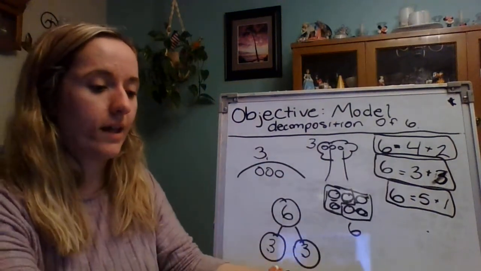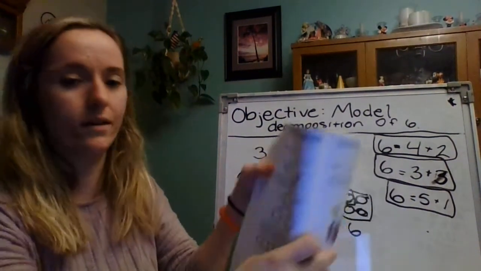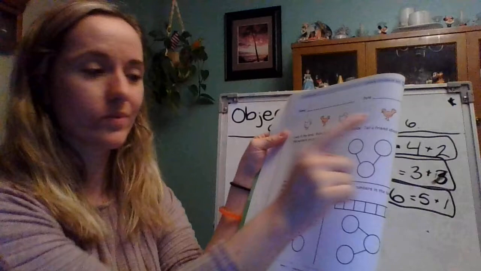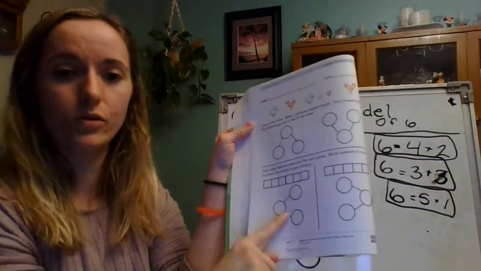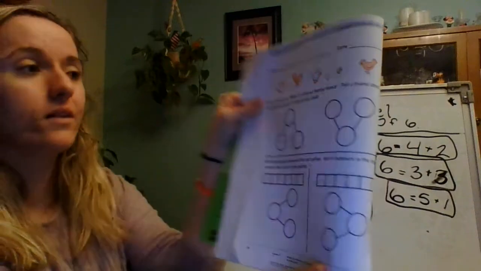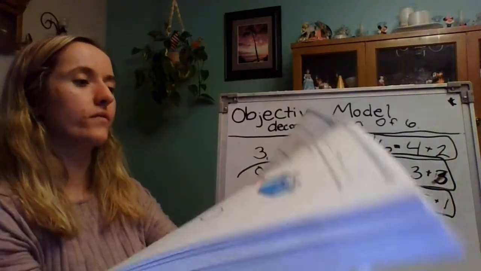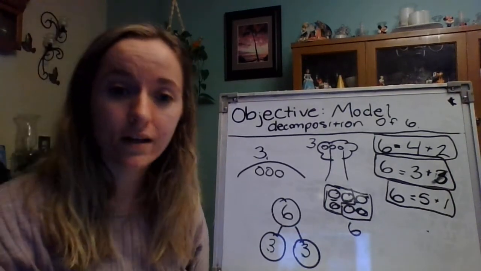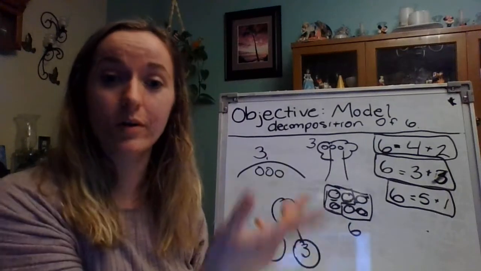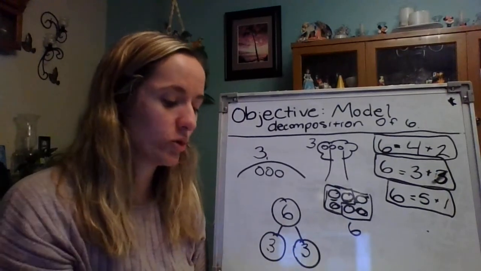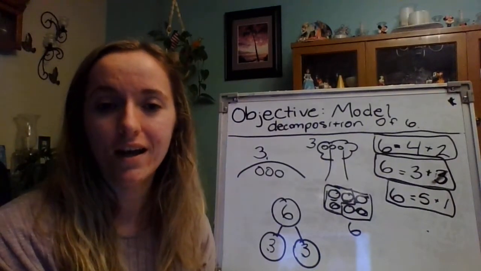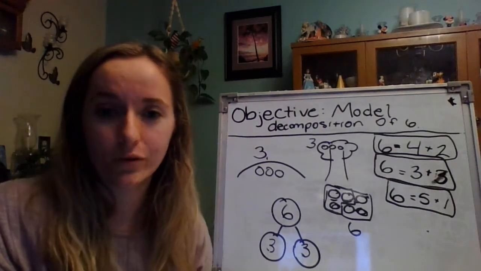So our problem set for this lesson is Lesson 7 problem set. So it's going to look like this. There's going to be a bunch of birds on the top, and there'll be number bonds, and then 2 problems underneath. So it says, look at the birds, make 2 different number bonds. Tell a friend about the number bonds you put in one of the bonds. So you're going to be creating number bonds based off of the chicken or the birds on the top. And then on the bottom, you'll be using the 5 sticks. So that is Lesson 7 problem set that you will be completing. And you will upload that to your portfolio.